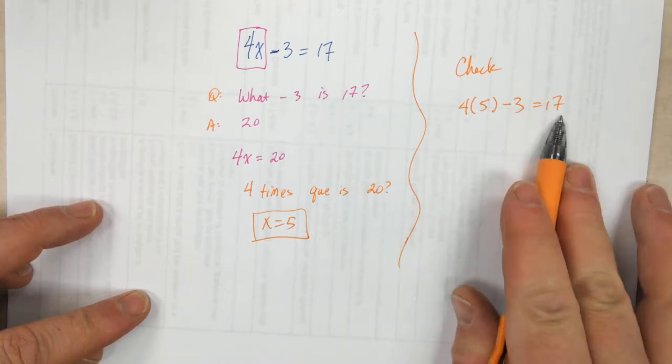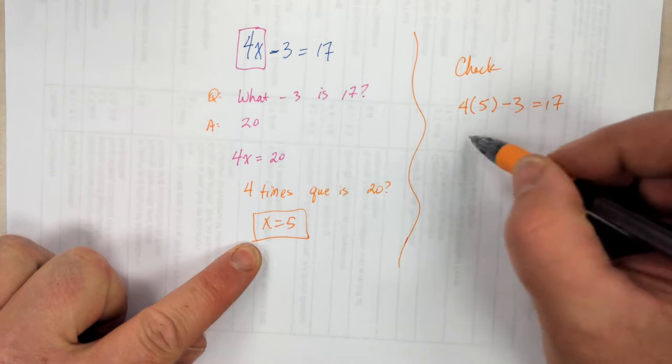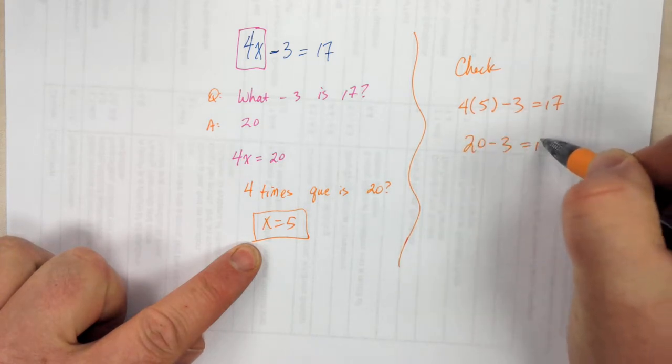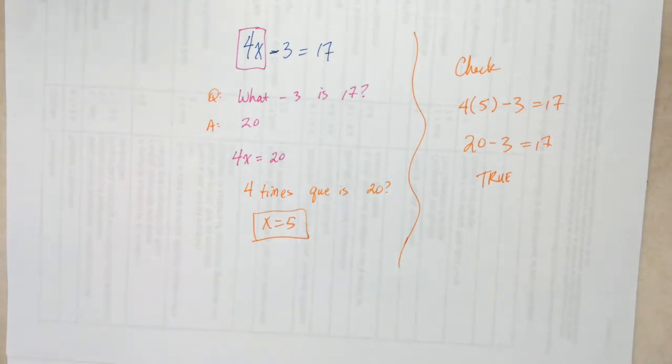If this is true, then that's the right answer. That's 20 minus 3 is 17. That's true. That means I'm right. We all good?